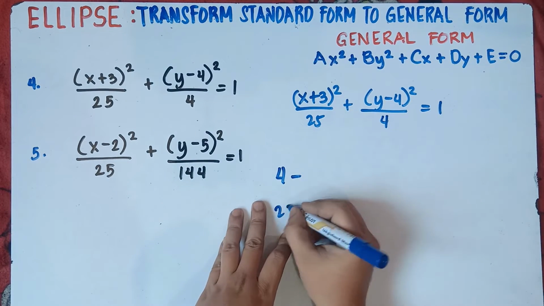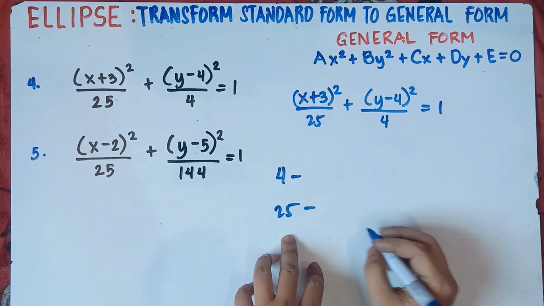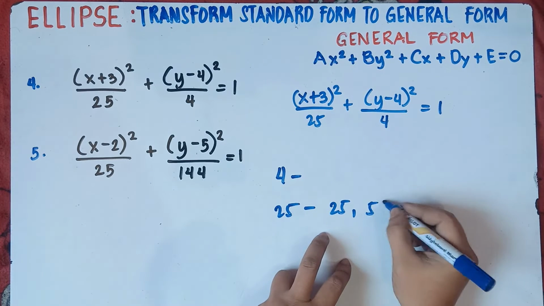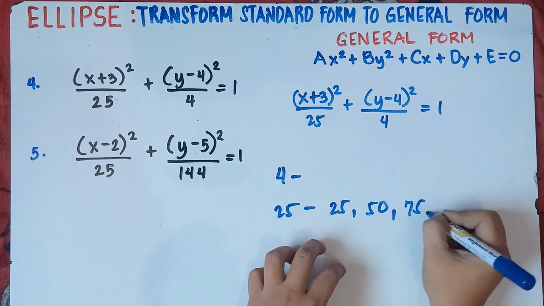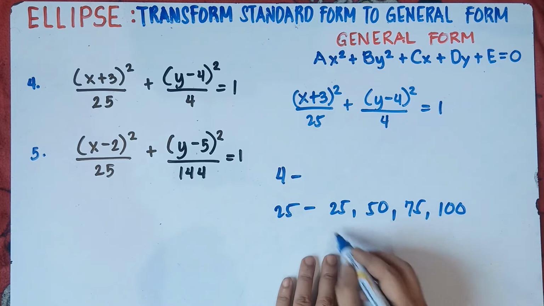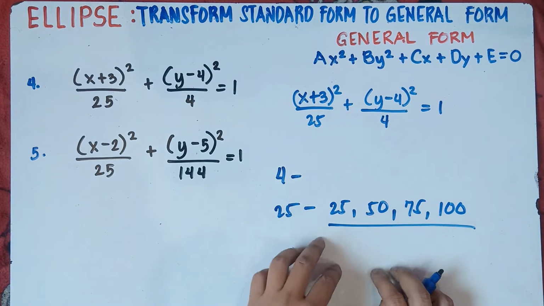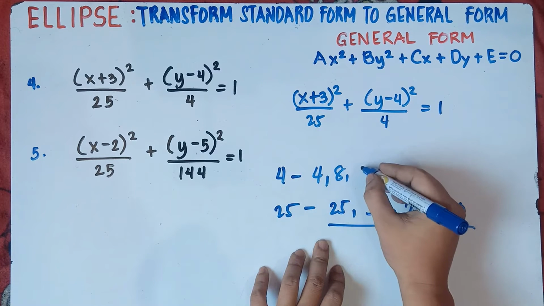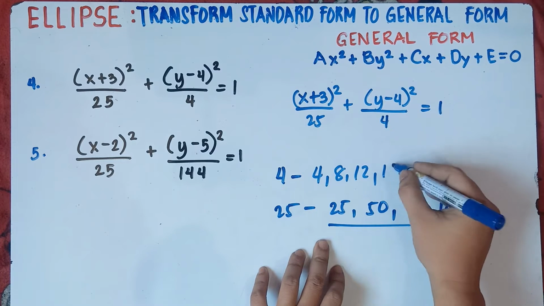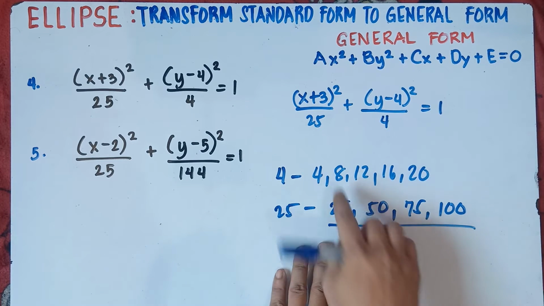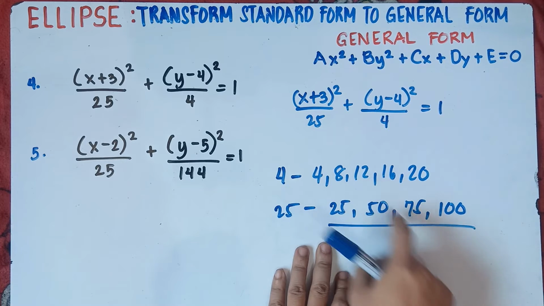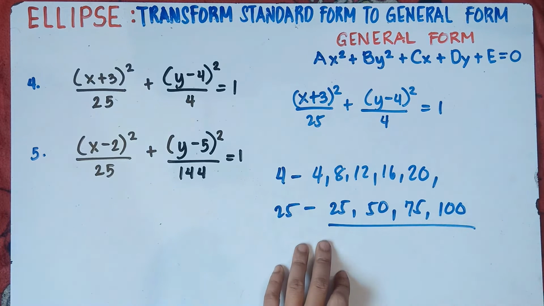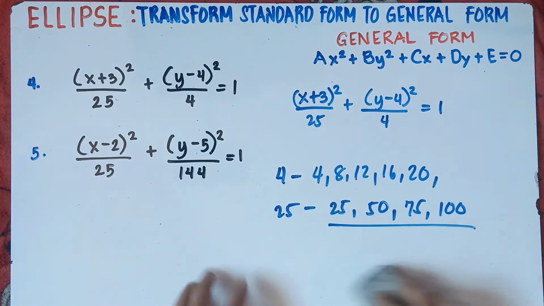Example, 4 and 25. What would be the multiples of 25? 25 times 1 is 25, 25 times 2 is 50, 25 times 3 is 75, 25 times 4 is 100. These are all large numbers. For 4, that will be 4 times 1 is 4, 4 times 2 is 8, 4 times 3 is 12, 4 times 4 is 16, 4 times 5 is 20, and so on. We don't have a common number yet, so it will really take time if you get the multiples manually.